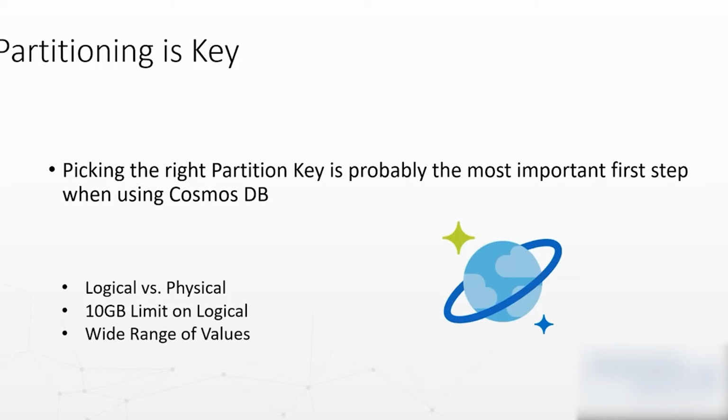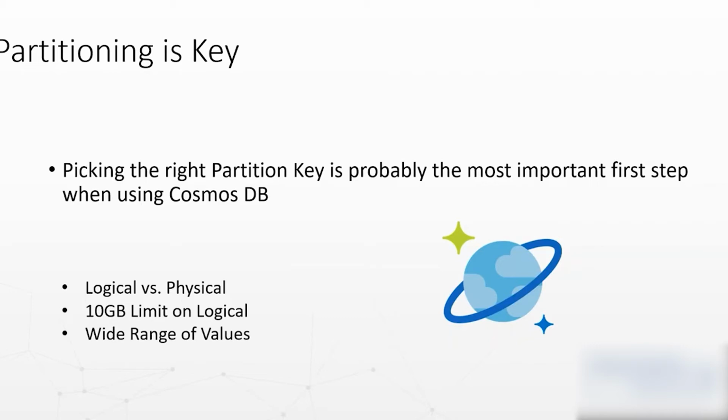And I saw a question pop up: is partition key like an index key? A little bit. I mean, you automatically get an index on that, and we'll talk about that when we get to indexing. But partition key is more important than that, because this is actually how it's going to break up the different horizontal partitions, logically and physically, in Cosmos DB.